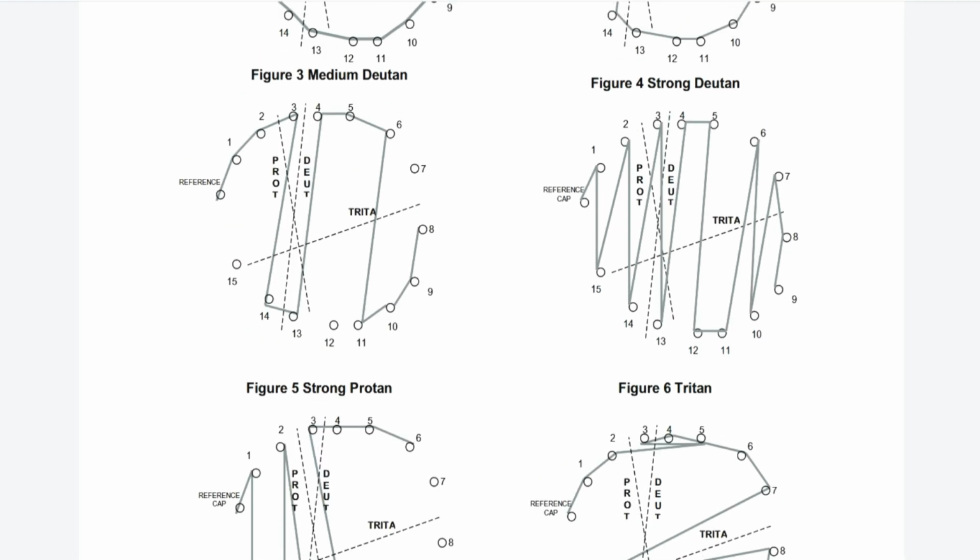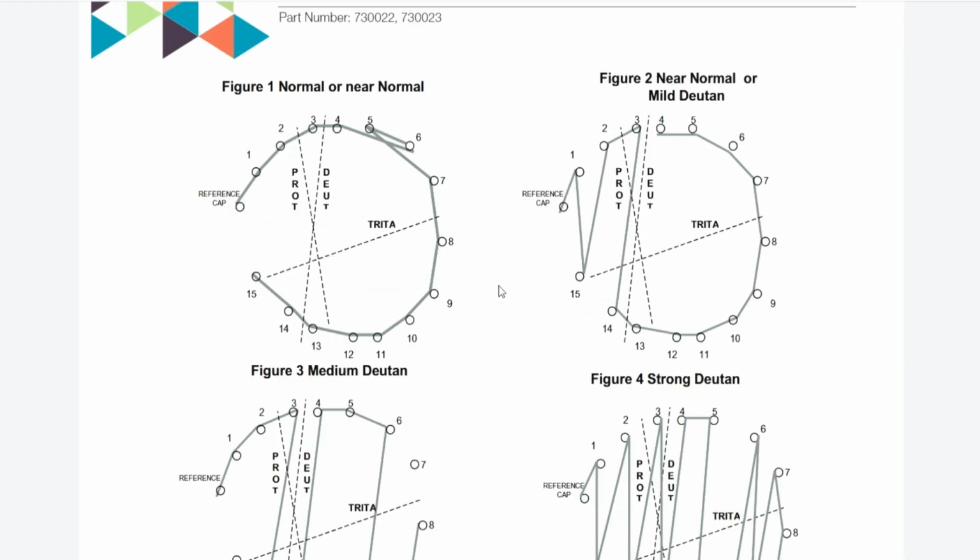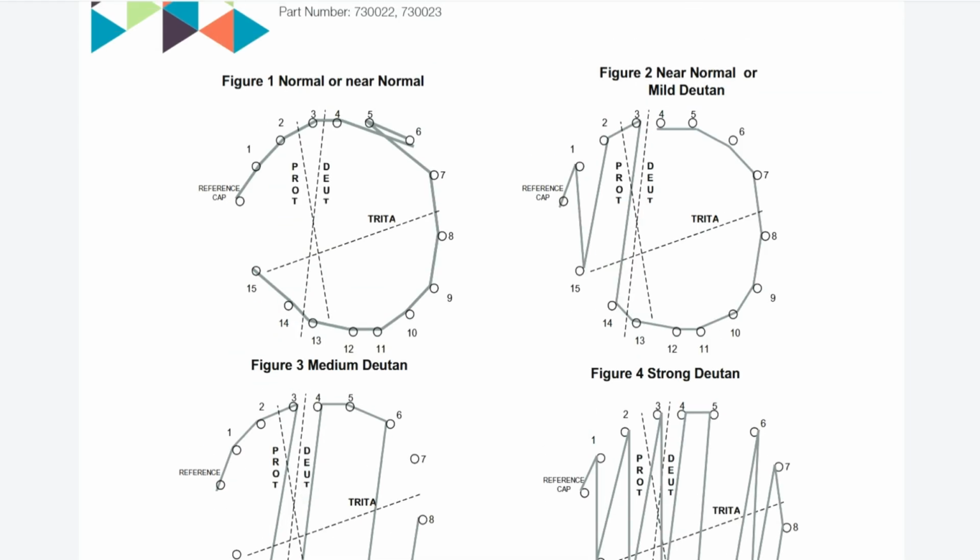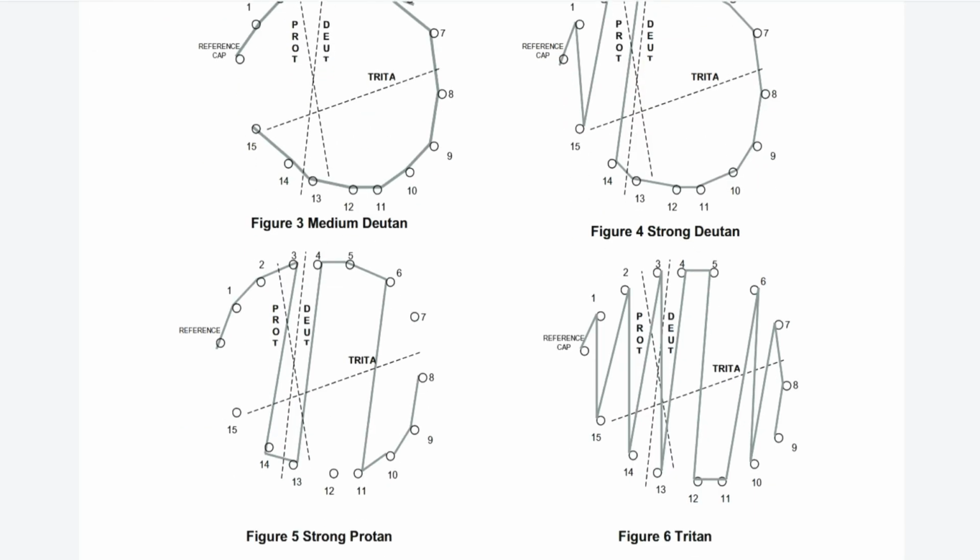So this is an example of how to plot the chart with the Farnsworth D15 color blindness test from normal, and how to identify the severity of your type of color blindness, going from normal to mild to medium to severe or strong.